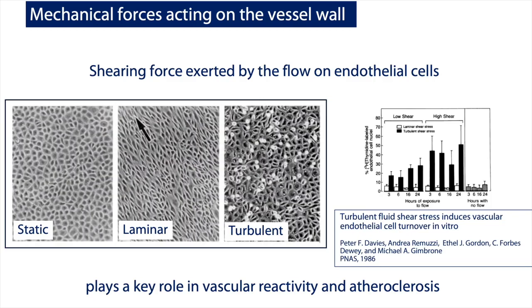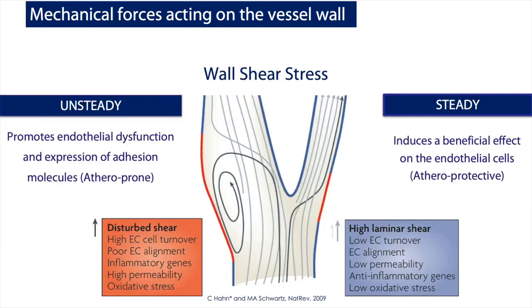As you can see from these pictures, the shape, the orientation, and the turnover of endothelial cells change depending on the flow behavior. There are two existing types of shear stress. The unsteady one, promoting endothelial dysfunction and the expression of adhesion molecules and genes, and the steady one, which has a beneficial effect on the endothelial cells.